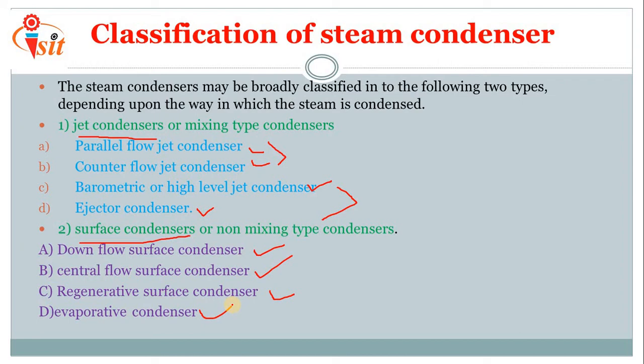Okay, but the question arises: what is the main difference between a jet condenser and a surface condenser? I am asking you, do you have any idea about the main difference? Anyone can just unmute yourself and give the answer. I am asking you a very simple question. If you are familiar with this part, then you are able to give the answer. What is the main difference between jet and surface?